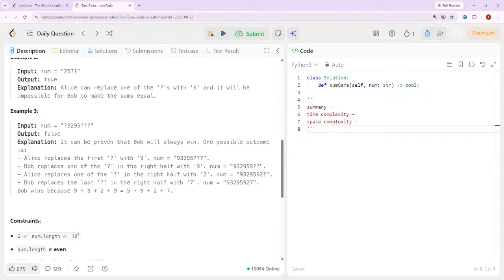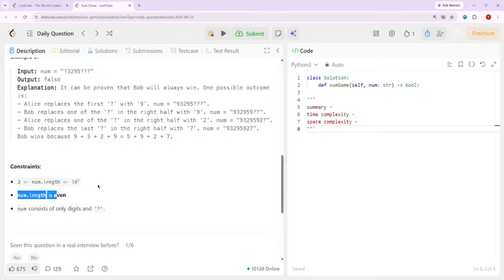Okay. So num has a pretty long length, 10 to the 5th. How to do this.